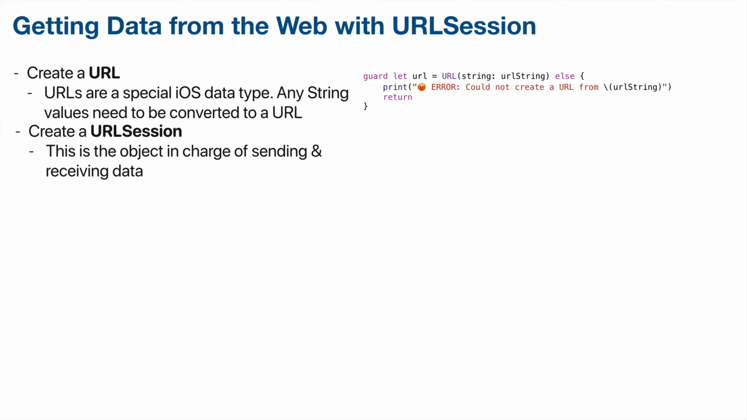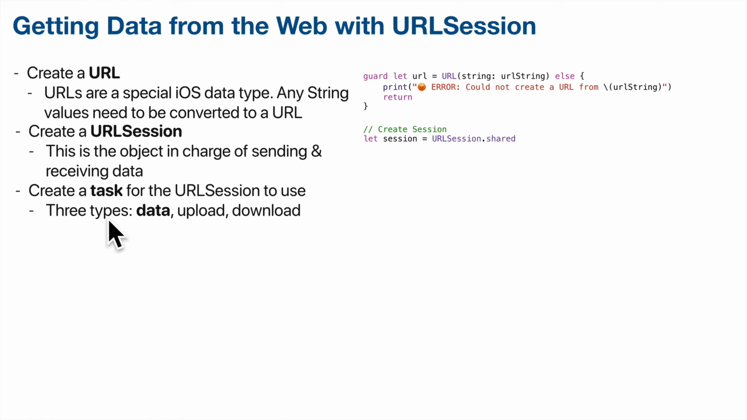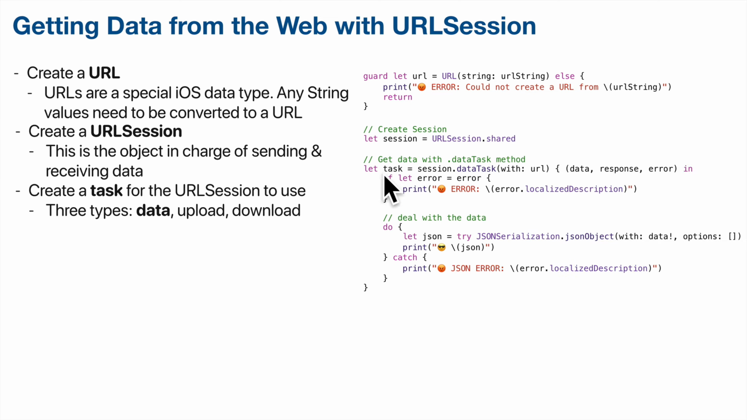Next, we create a URL session. This is the main object in charge of sending and receiving data. And this code is how we create that object. Then we create a task, and there are 3 possible tasks for a URL session: data tasks, upload tasks, and download tasks. We'll deal with data tasks here. Those don't save anything to disk, but you'll almost always use data tasks when working with JSON data downloaded from an API. Then we'll evaluate the results.